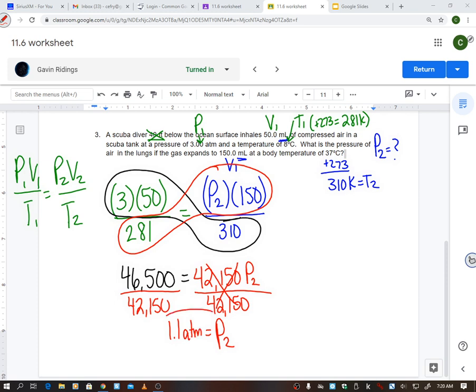atm. Now I know it's atm because that is what they gave me. Let me find it right here. If they would have given me my pressure in millimeters of mercury, then my answer would have been in millimeters of mercury.